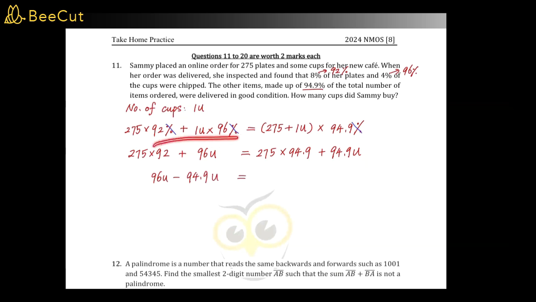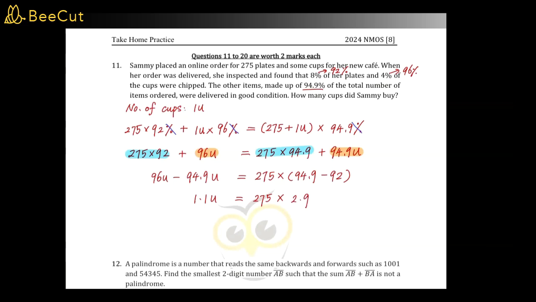And then we move this 275 times 92 to the other side. So we get 275 times this 94.9 minus 92. Okay, move the number to the right hand side and move the units to the left hand side. Right, 96 minus 94.9 is 1.1. So 1.1 units. There's 275 times 2.9.